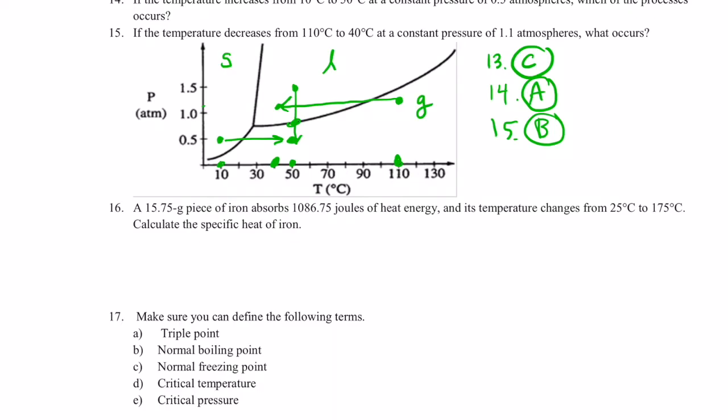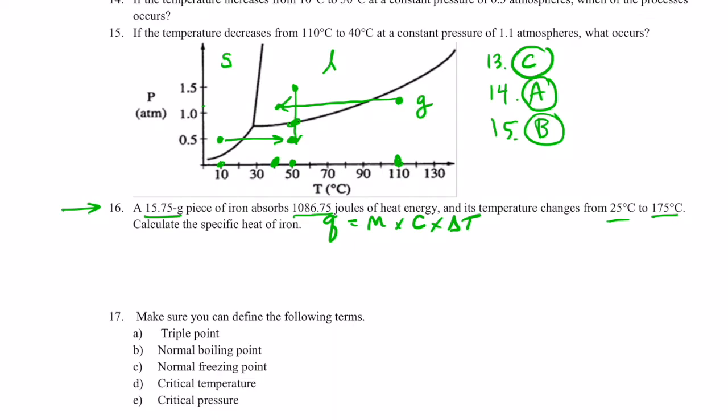How about number 16? Do you guys remember MCAT problems? Yeah, remember Q, the heat required or released during a temperature change, is equal to the mass times the specific heat, which we abbreviate with the letter C, times the temperature change. And so if I have a 15.75 gram piece of iron, it absorbs 1,086.75 joules, and the temperature goes from 25 up to 175 Celsius. How much heat does it absorb?